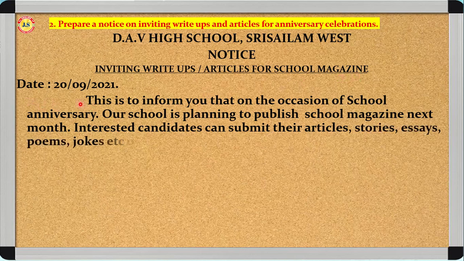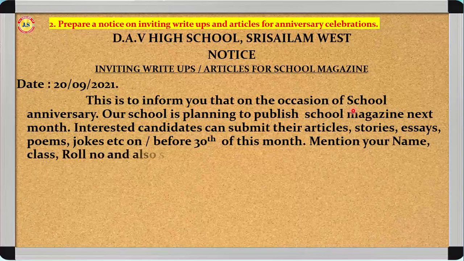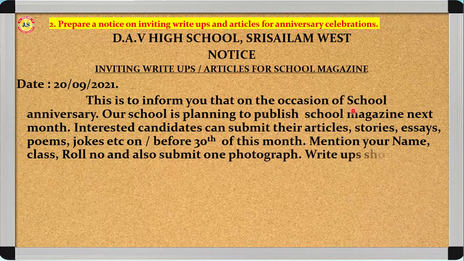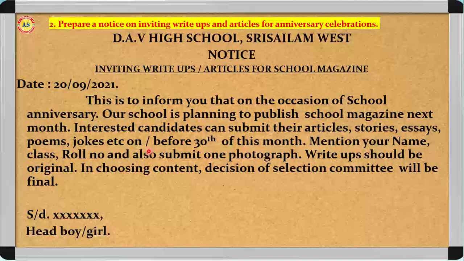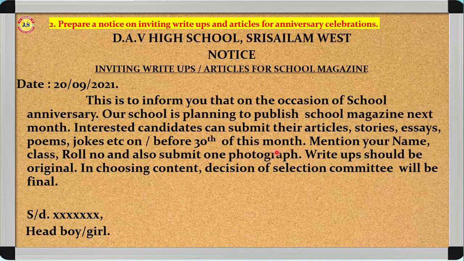Here the date should be written. This is to inform you that on the occasion of school anniversary, our school is planning to publish a school magazine next month. Interested candidates can submit their articles, stories, essays, poems, jokes, etc. on or before 30th of this month. Mention your name, class, roll number, and also submit one photograph. Write-ups should be original. In choosing content, the decision of the selection committee will be final. Here signature, then here head boy and head girl.